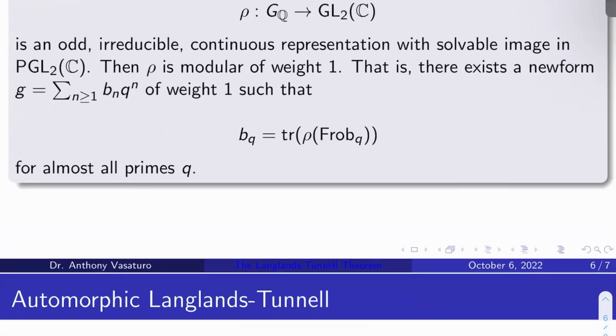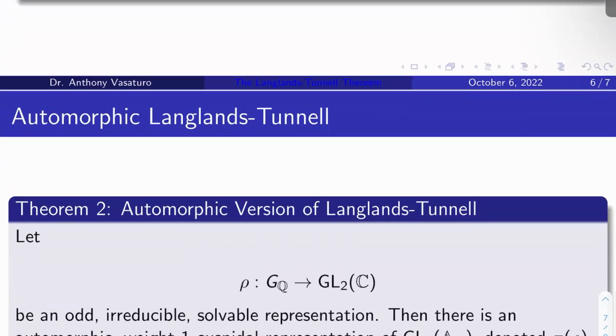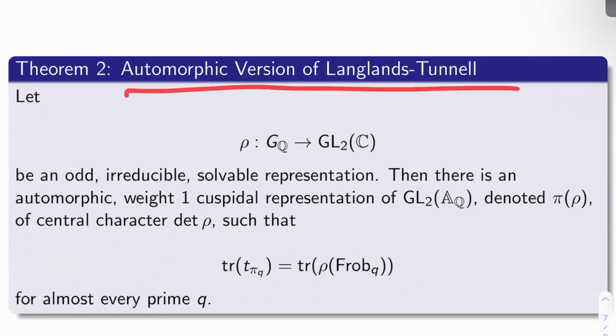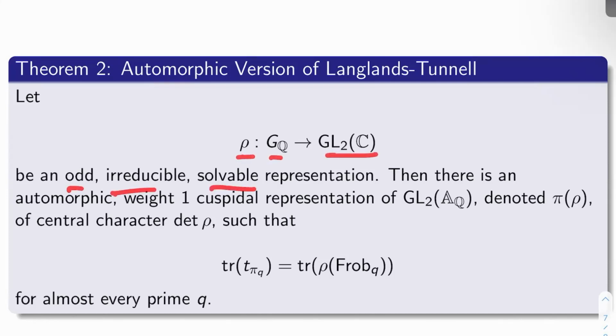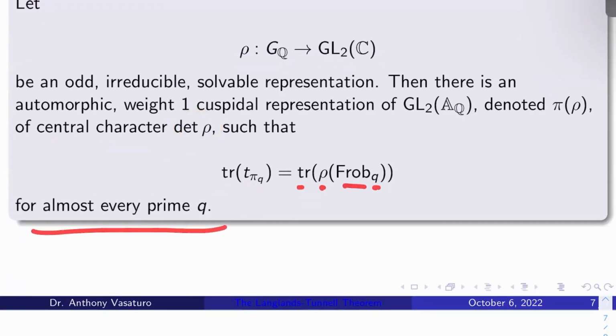Okay, so there's another version of Langlands-Tunnell, though, that we're going to want to look at, and it's maybe a better version in some sense, but we're going to have to see how they're connected. So again, that's another goal of this chapter. We'll call it Theorem 2', the automorphic version of Langlands-Tunnell. And it says the same thing, just in a different way, basically. It says, let rho from G_Q to GL2 of C be an odd, irreducible, solvable representation. Then there is what we call an automorphic weight 1 cuspidal representation of GL2 on the adeles over Q, denoted pi of rho, of so-called central character det rho, such that the trace of T_{pi_q} is equal to the trace of rho of Frobenius at q for almost all primes q.